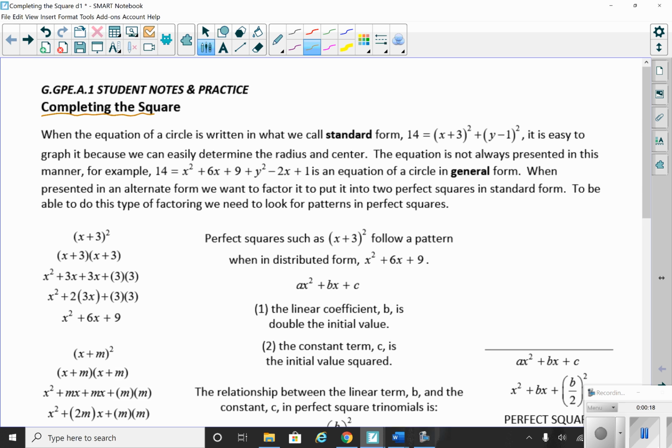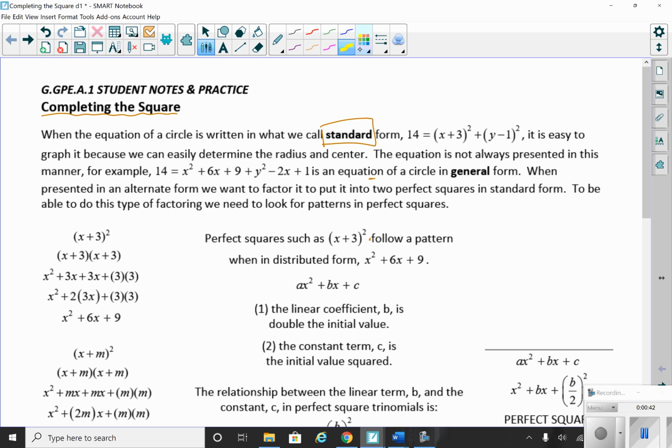It was a method that you used for solving quadratic equations. Maybe instead of quadratic formula or factoring, there's something called completing the square. So today's kind of a review of an algebra concept that we use in geometry. When the equation of a circle is written in what we call standard form, and they give you an example, it's easy to graph it because we can easily determine the radius and the center.